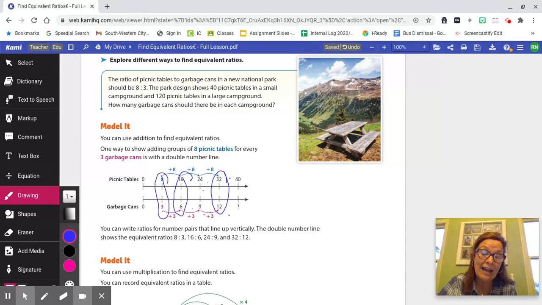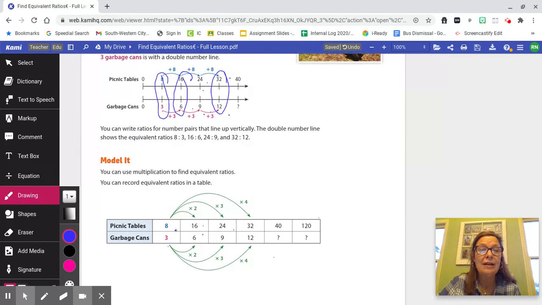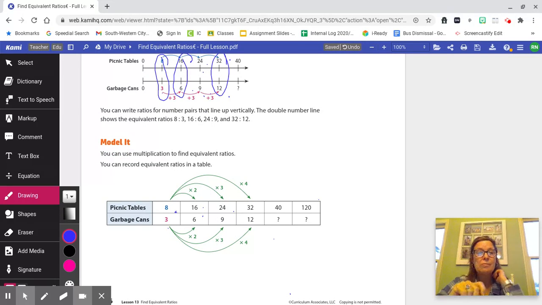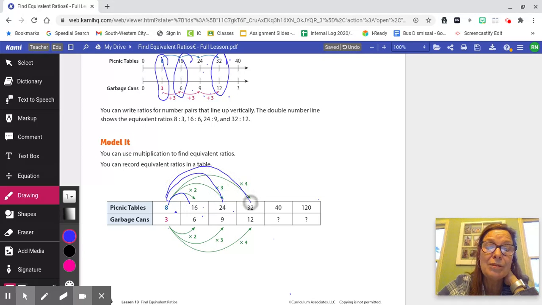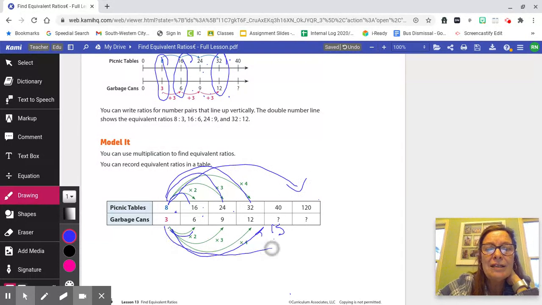So you could add or you could multiply. And here we have a rate table. And if you look at it, instead of adding, they multiplied by 2, multiplied by 3, multiplied by 4. And down here, you'd multiply by 2, 3, 4, and multiply by 5 to give me my 15. And then when I think about 8 times 15 gives me 120. 3 times 15 gives me 45. So you could have done that.